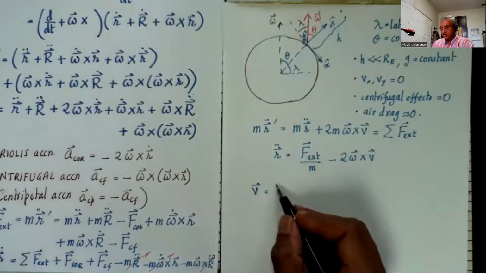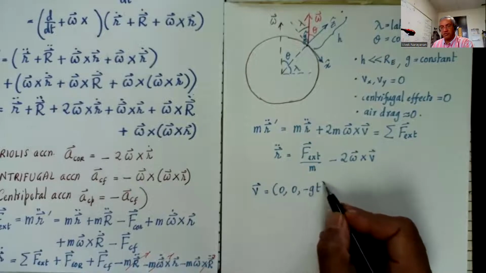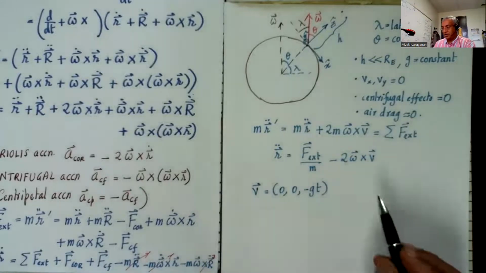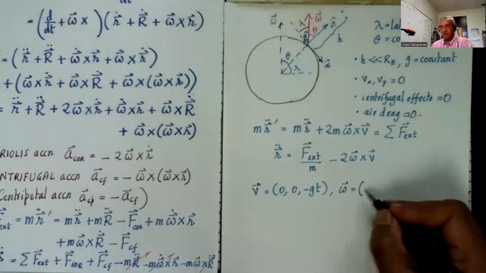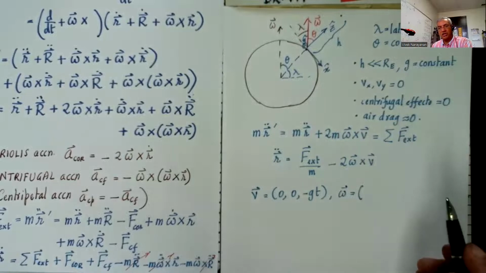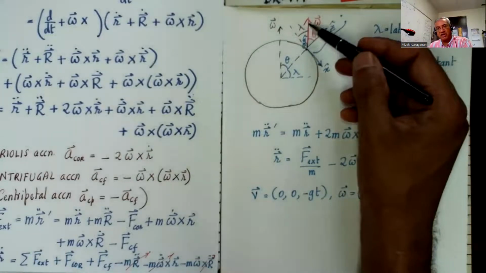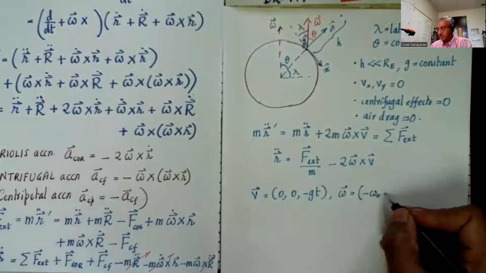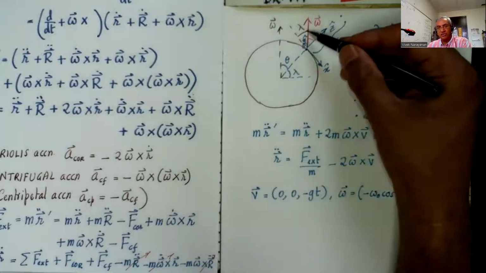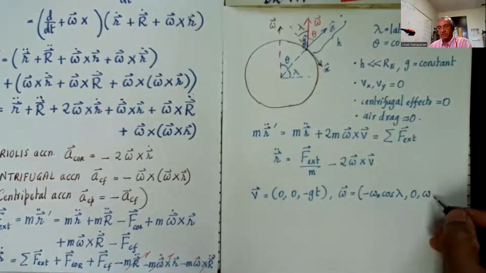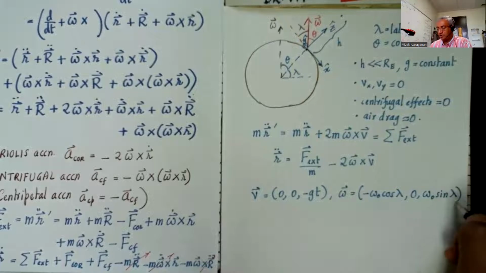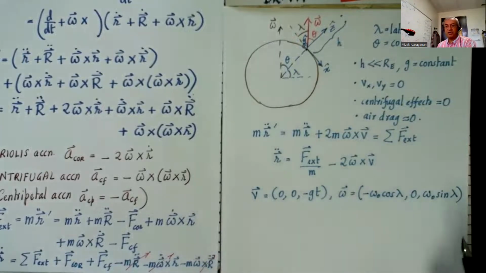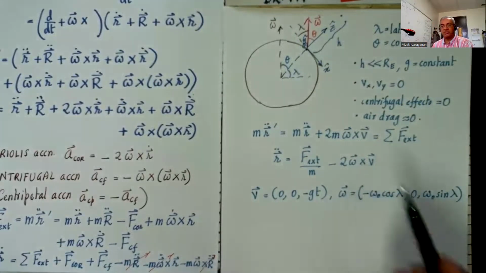Now v is going to be 0, 0, negative gt, because initially there was no vx or vy. Omega is, according to this picture, omega has got only x and z components. The x component of omega is negative because it's in that direction, and the z component of omega is positive. So the x component is negative omega naught cosine lambda, because lambda is that angle. The y component is 0, and the z component is omega naught sine lambda. I'm calling the Earth's angular velocity magnitude omega naught because it doesn't change with time. Okay, so now we have to do the computation of omega cross v. Let's do that.